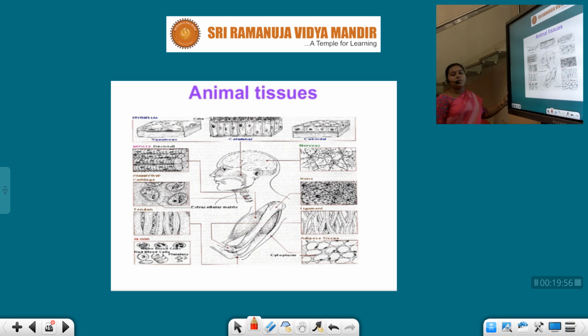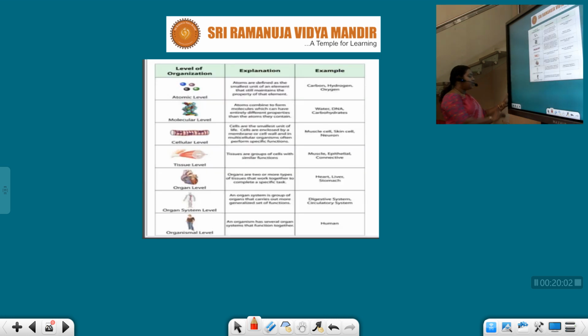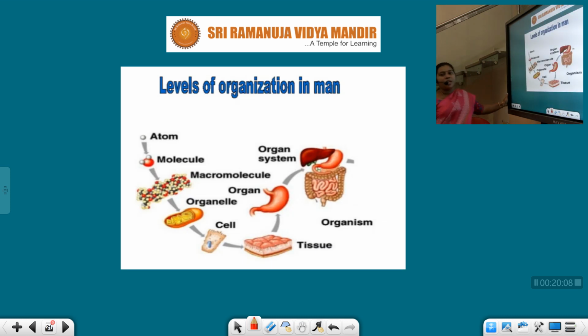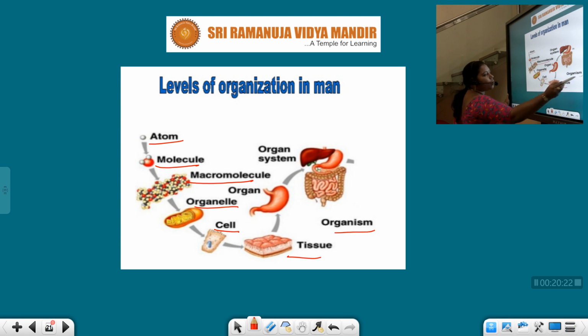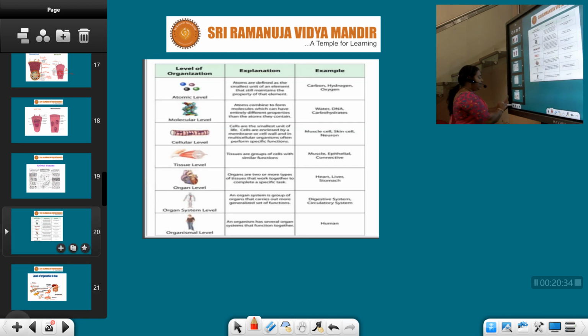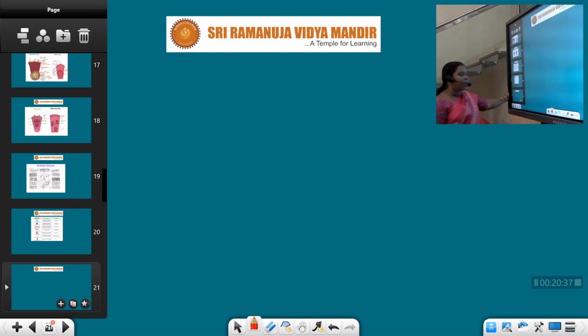Animal tissues. So far we discussed the plant tissues. Now let us start animal tissues. First of all, we have to discuss the levels of organization. See children, different atoms will combine to form a molecule. Then macromolecules will get organelles, cells, tissues, organ system, and finally we'll get an organism. See how a multicellular organism forms. Let me discuss.